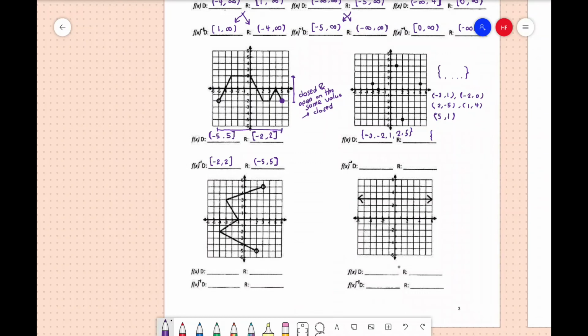The range is going to be my y values. Got 1, 0, 4, -5, 1. Then for my inverse, I'm going to switch them. So 1, 0, 4, -5, 1. My range, -3, -2, 1, 2, 5.